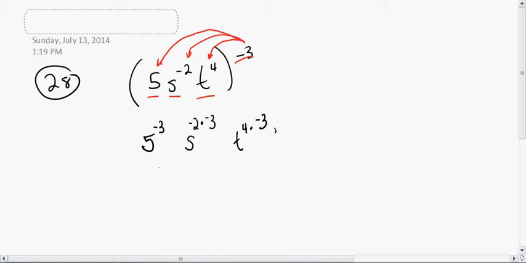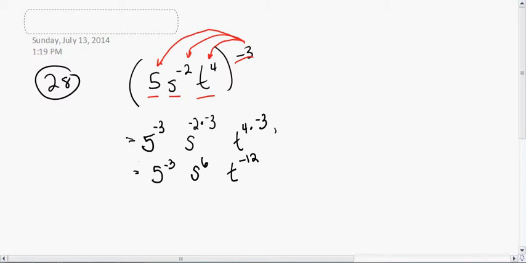Now let's do the multiplying. So I've got 5 to the negative 3. Negative 2 times negative 3 is positive 6, so I've got s to the positive 6. And 4 times negative 3 is negative 12, so I have t to the negative 12.